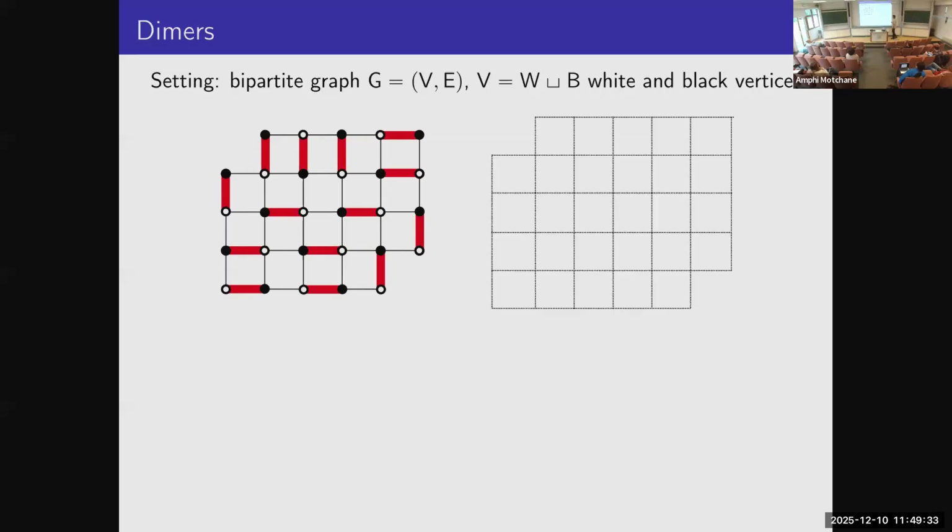It's a way to pair together the vertices along edges in such a way that every white vertex is paired with exactly one black vertex. So this thing on the left is a dimer configuration. And there are many possible dimer configurations of a given graph. Another way to see it is as a tiling of the dual graphs. I just glue together two faces if they are linked by a dimer on the left. So those two things are really the same.